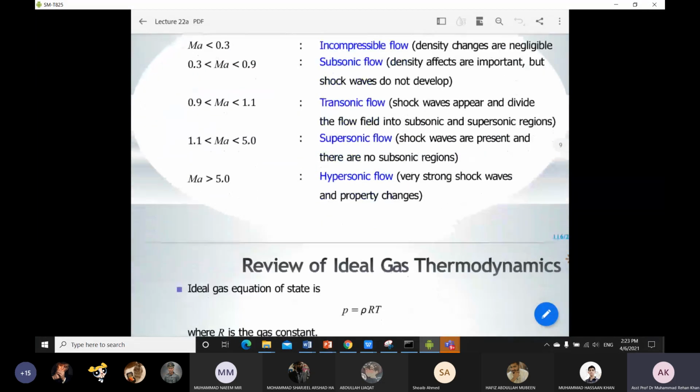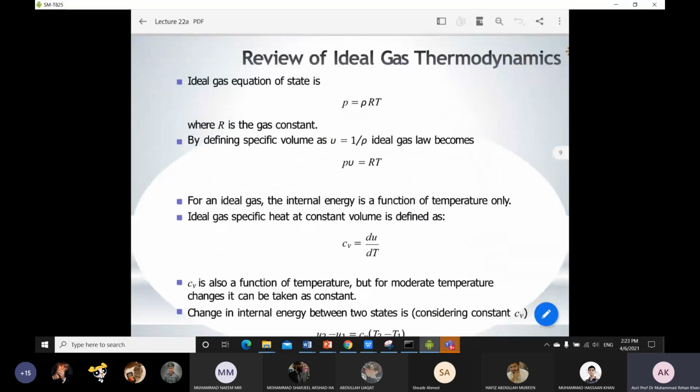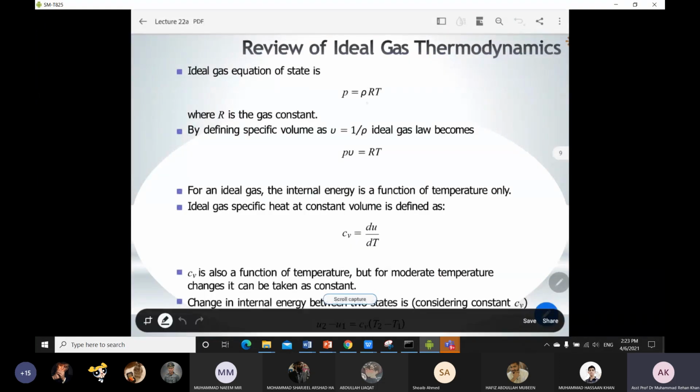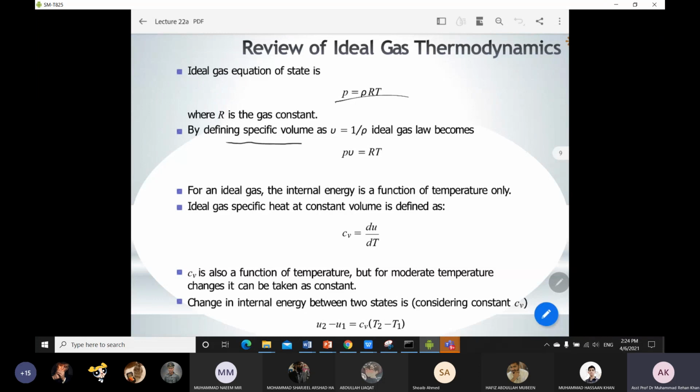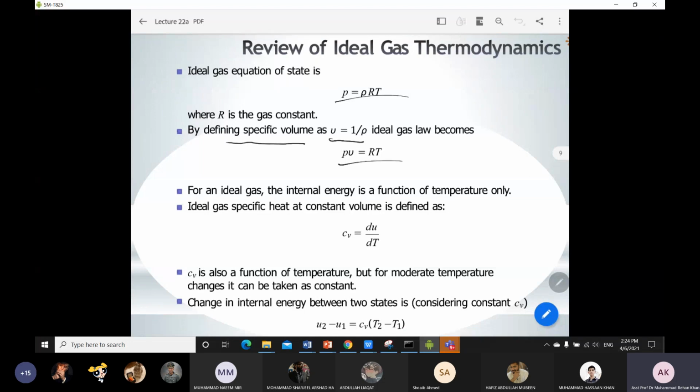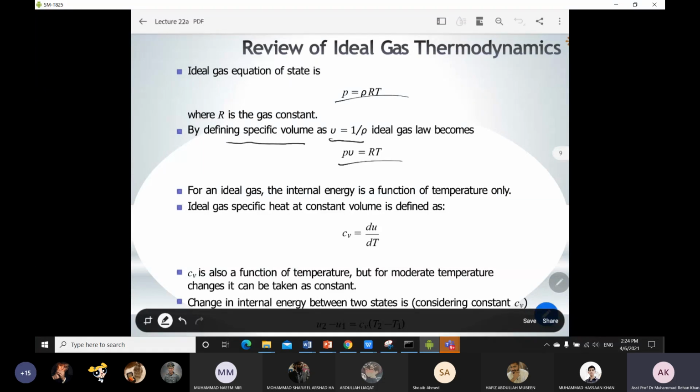Before starting the main topic related to compressible flow, we just have to look into some basic equations and revise them, so that you are not confused when we use them. You already know the ideal gas equation: P equals rho R T, where R is the gas constant. If we define the specific volume as 1 over rho, the ideal gas equation becomes P v equals R T.